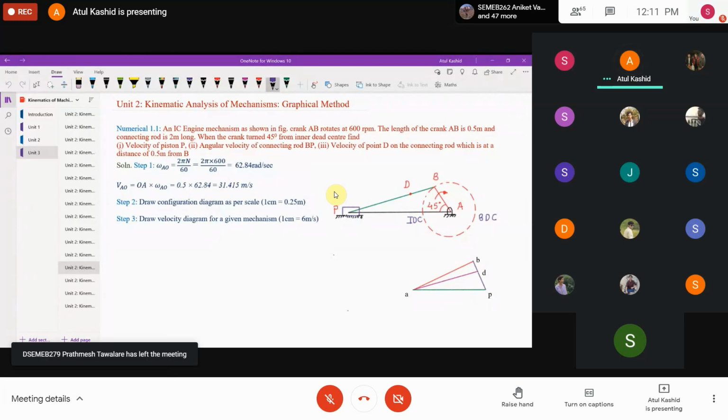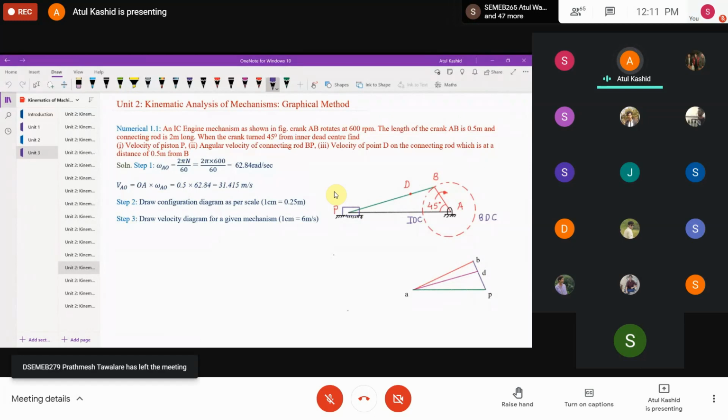Then the length of the crank is also given, that is 0.5 meter, and the connecting rod is 2 meter long. Right, so the crank length and the connecting rod length are given. Now when the crank turns 45 degrees from the inner dead center, find, so what is needed to find is, the first thing is velocity of piston. We have to find the velocity of piston, right? Then angular velocity of the connecting rod, that is BP.